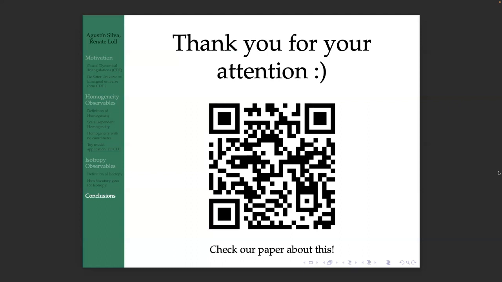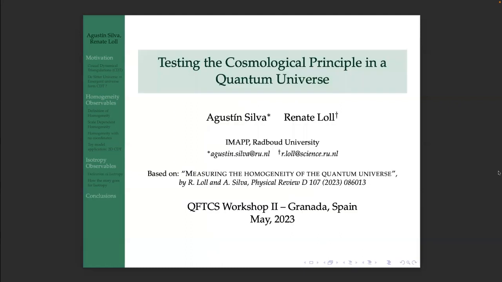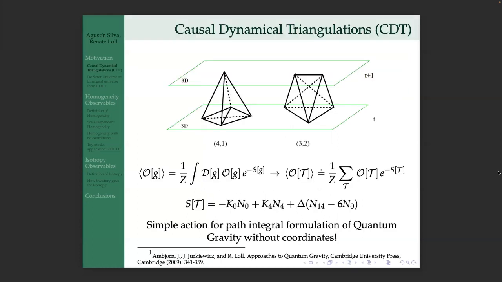So maybe I can go to the beginning. But this bare action that we use here, this discretized form, this K4 is related to the cosmological constant. It has a functional relation with the cosmological constant in the Einstein-Hilbert action. It's a particular form, but I can later show it to you. I don't have it in the slides.